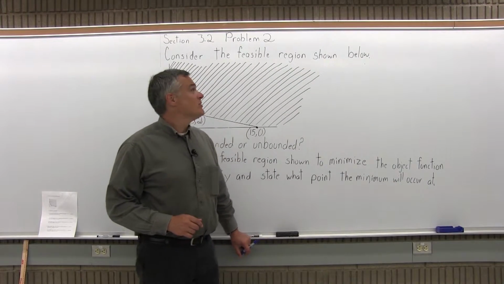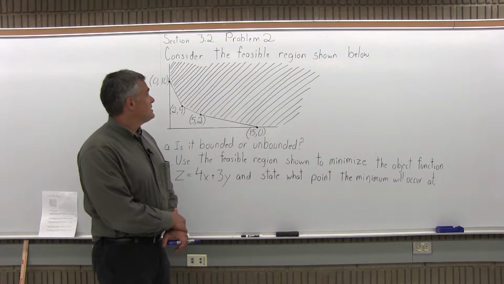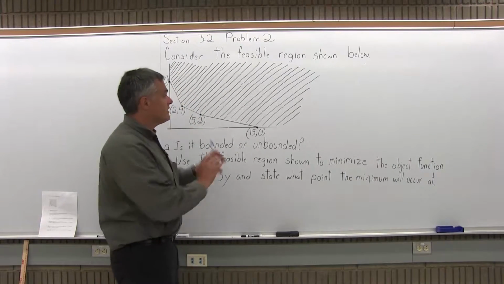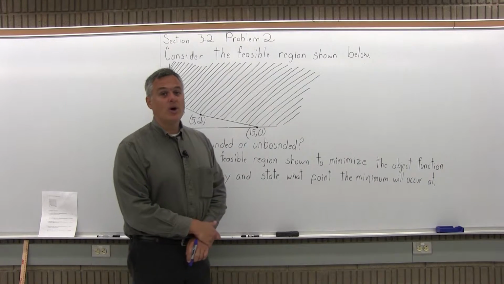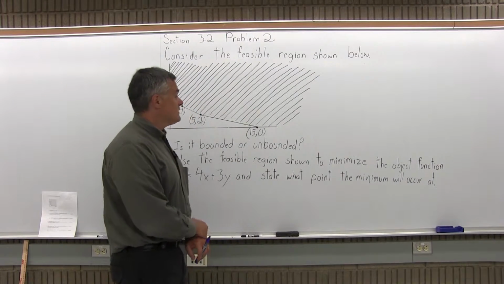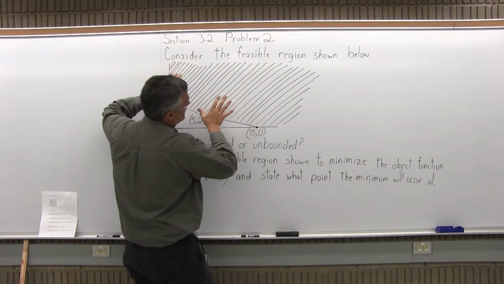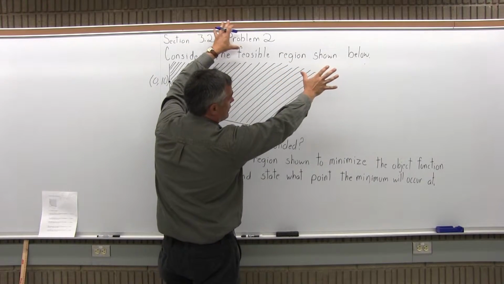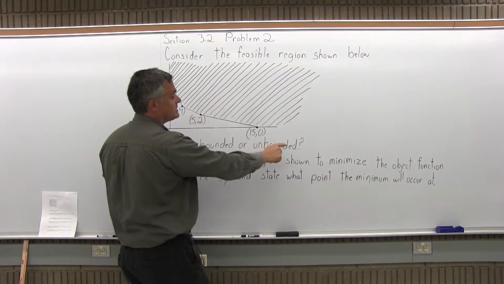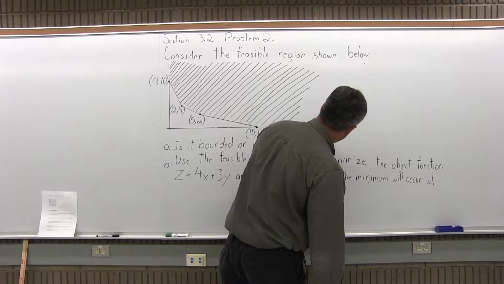This is Section 3.2, Problem number 2. It says, consider the feasible region shown below. We have a big feasible region drawn here. Part A says, is it bounded or unbounded? This feasible region is unbounded. I did stop drawing it somewhere, but just because space is not unlimited, it does go forever. So this feasible region is unbounded.